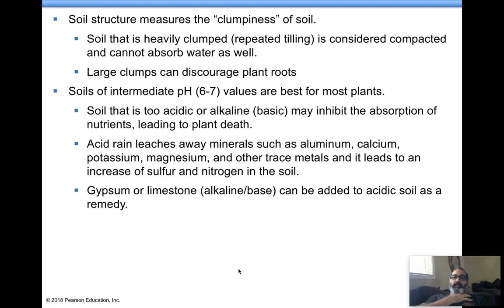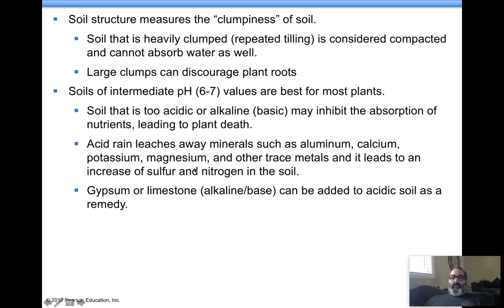Clumpiness. Well, if you till soil, which means it gets turned over, and we're going to talk about that later, it starts getting compacted over time. Compacted soil is not good. Roots do not penetrate it very well. So clumpy soil, not very good. Roots cannot pass through. Water will get stuck in areas too.